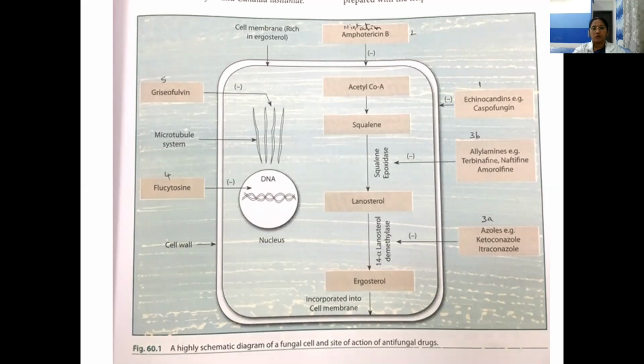The allylamine group will inhibit the squalene epoxidase enzyme, so that lanosterol synthesis is inhibited by allylamine, that is terbinafine. And coming to the azoles, they will inhibit the 14-alpha lanosterol demethylase, so that lanosterol is not converted into ergosterol by azoles. This is the diagrammatic representation of the mechanism of action of the antifungal drugs.